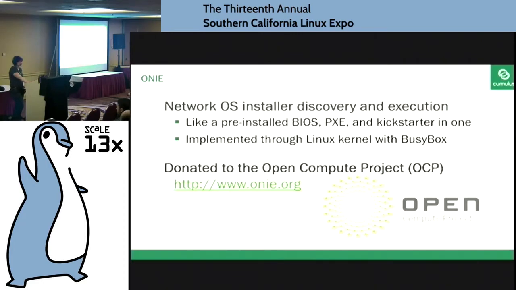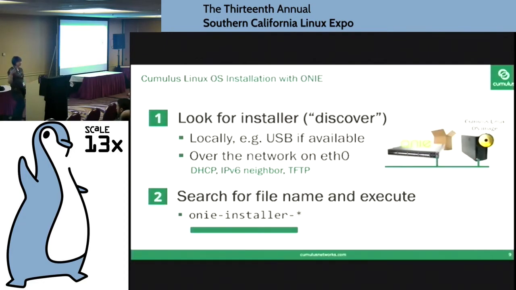So the installation process with ONIE is much more like a server process, right? It has a discovery process that looks for an installer. It will try USB if you have a USB stick plugged into the front of the box, or DHCP, IPv6 neighbor discovery, or it also will try to TFTP to a well-known statically configured address. It will then search for the file name and try to execute that installer.